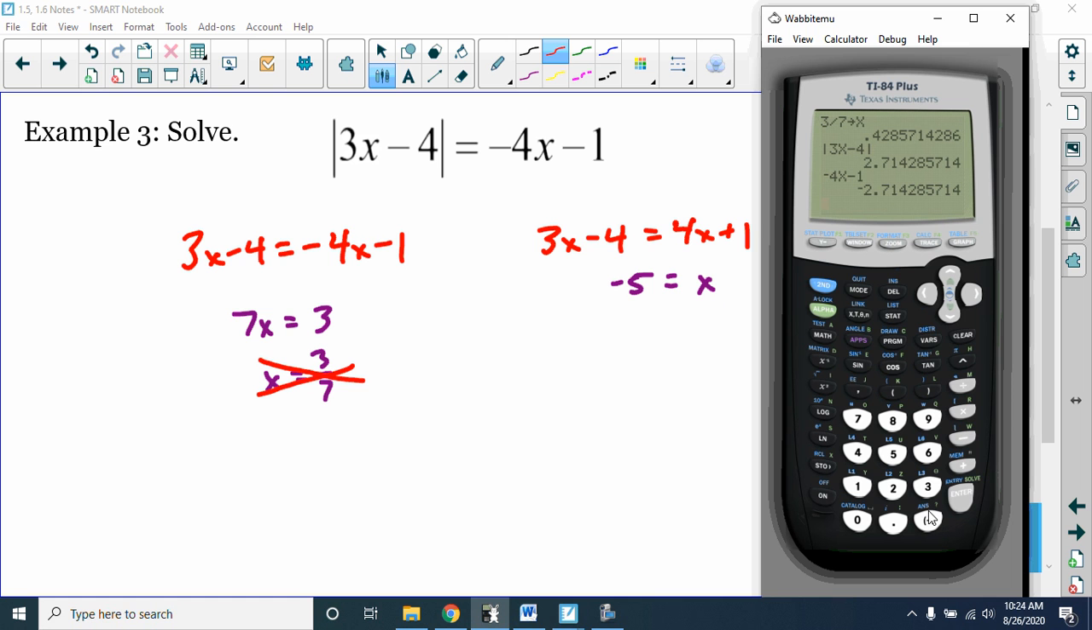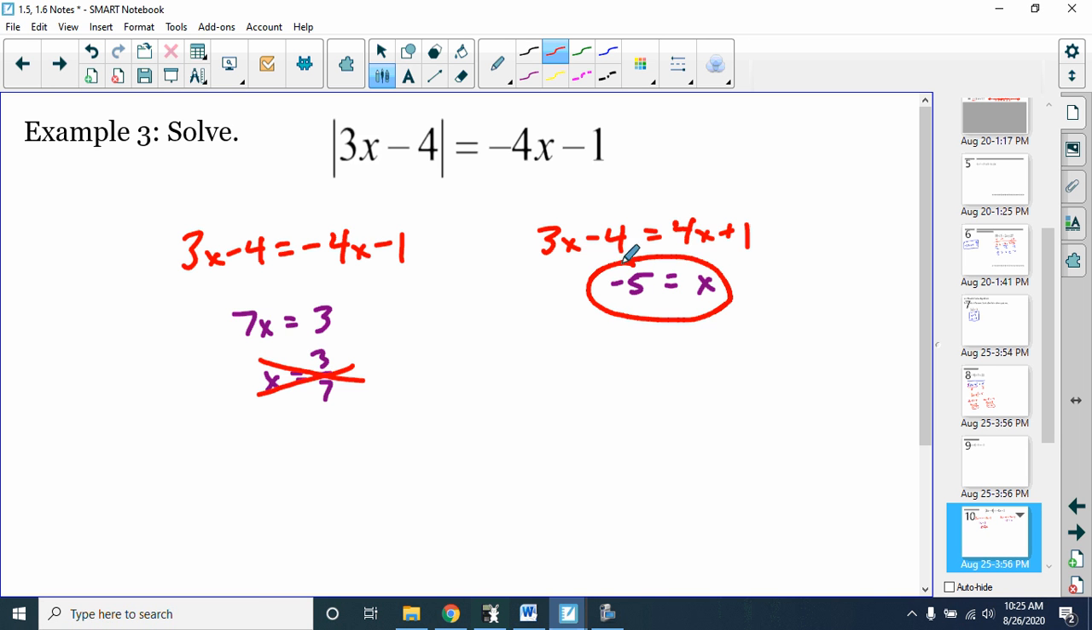Now we're going to check negative 5. So we want to store negative 5 as x. So we type in negative 5, store, right above on, x, right next to alpha. Enter. And then instead of typing these in again, you can just scroll up. And once that is highlighted, you can push enter to say that's where I want to plug it in. Push enter one more time. So when I plug in negative 5 into this side, I get 19. Plugging negative 5 into the other side also gives me 19. Therefore, x equals negative 5 is a solution.